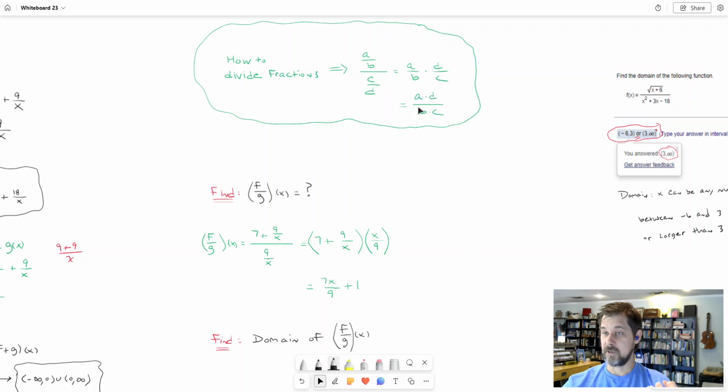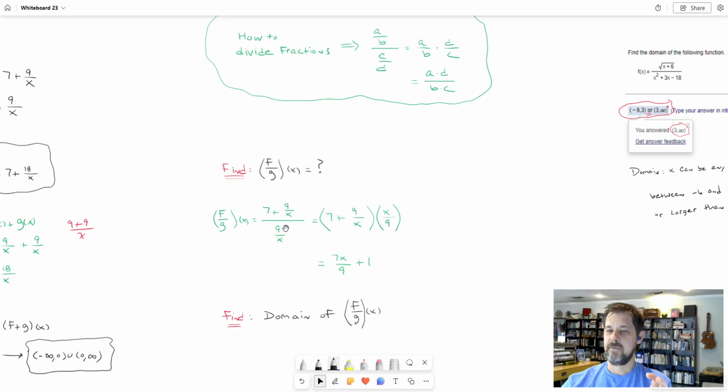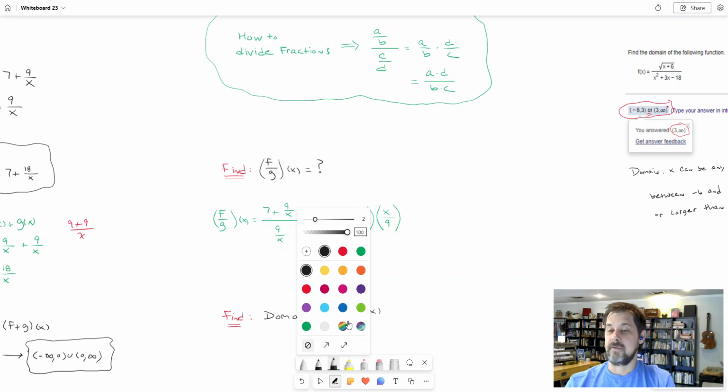Then from there, I multiply straight across. It's a times b on top of b times c. That's how we divide fractions. So that's what I would do here, okay? I would take the reciprocal of 9 over x, which is x over 9, and I would multiply by that. So this is what I would be looking at, okay?